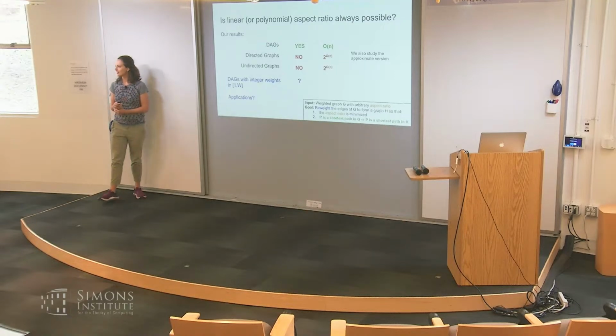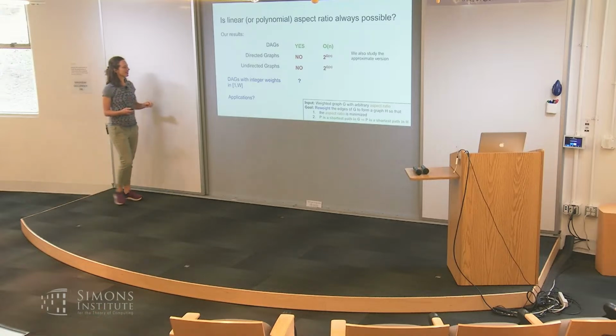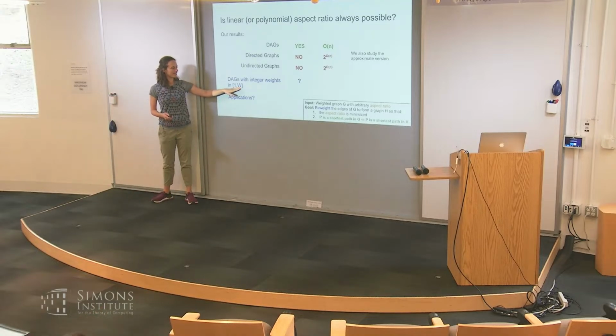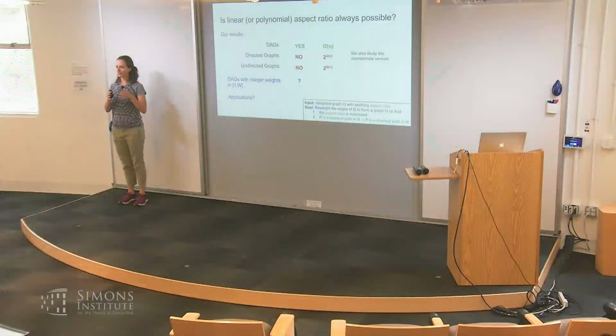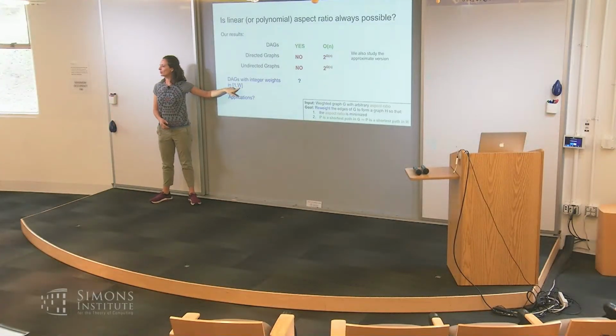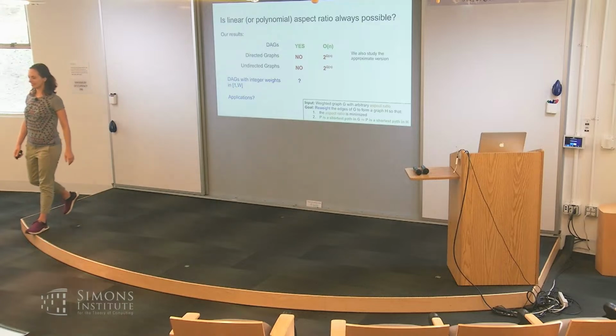You mean you want the result to depend on W, the aspect ratio? Okay, so here W is just a weight. W is the aspect ratio here because the lowest weight is 1. But let's say the aspect ratio of the original graph is arbitrary, and then what I'm trying to do is reweight down to integer weights between 1 and some polynomial or some linear. I see, that was confusing. So I want this W to be some small number, like polynomial or linear. W is the target weight. Yeah, sorry, thank you. W is the target weight.